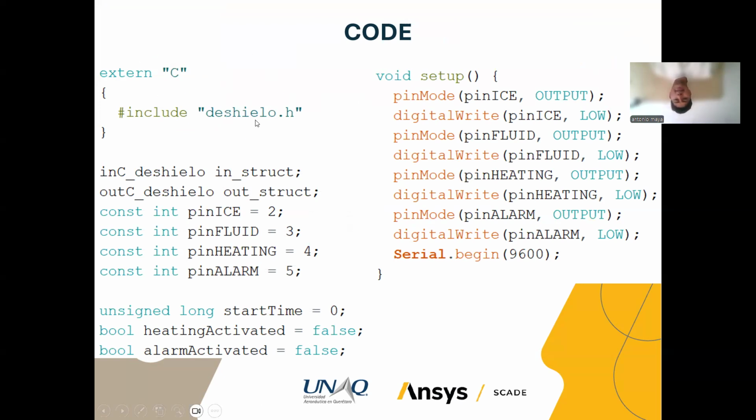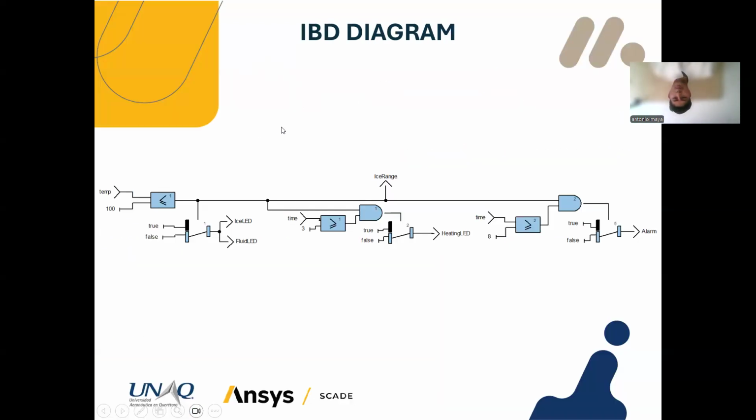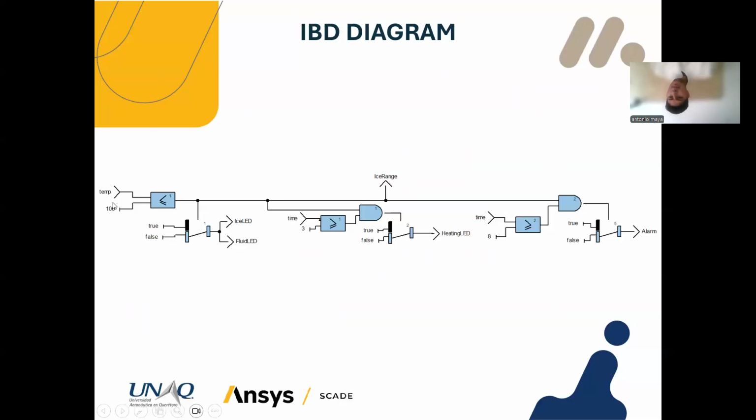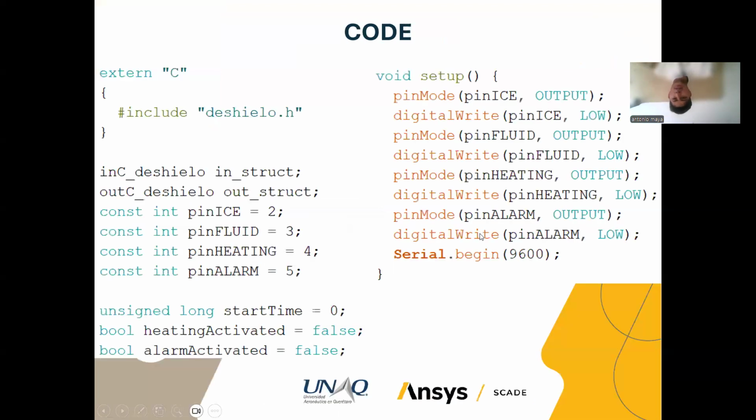and include Deshielo, Deicing. I didn't change the names to English, sorry. And this is the name of the file of the project in ANSYS. So we're going to make use of this IBD diagram, and we're taking the names temp, ice LED, ice range, time, heating LED. We're going to take all of these names in a structure that is an input structure and an output structure.